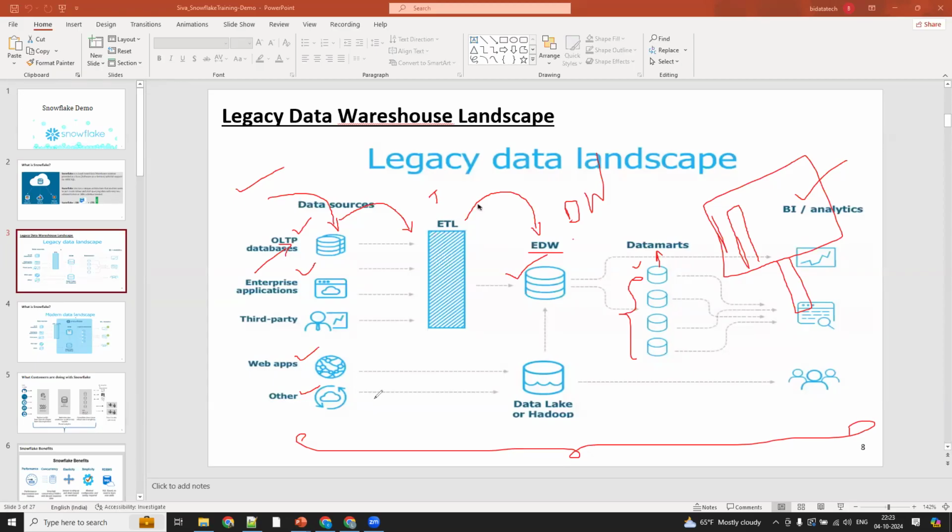So out of all these activities, what can Snowflake do here? I know that Snowflake is sitting here. Apart from that, what else can it do? That's what we are going to understand now.